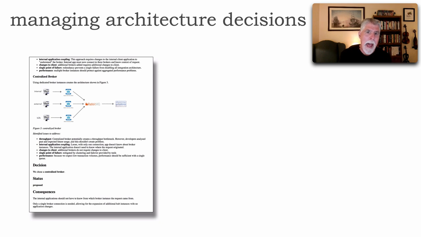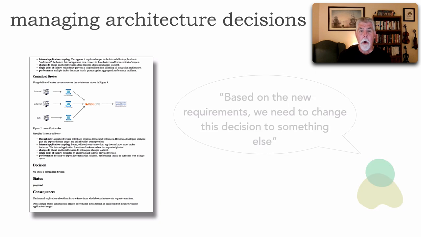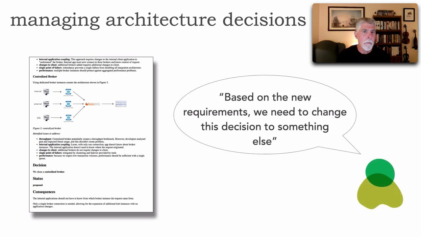Well, that's one half of managing an architecture decision record. But here's the situation. Based on some of the new requirements, we need to change this decision to something else. What do we do? Do we take that architecture decision record and just change it and start modifying it and reverse the decision and, let's say, move it from, in this case, a federated service bus into a single service bus?